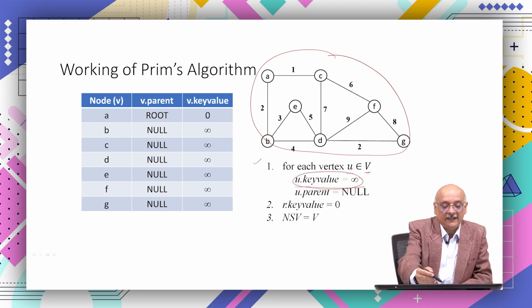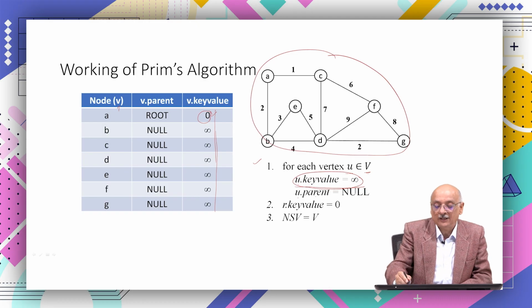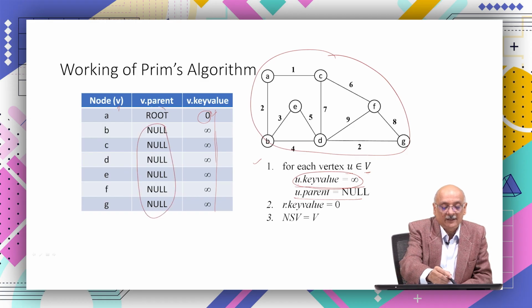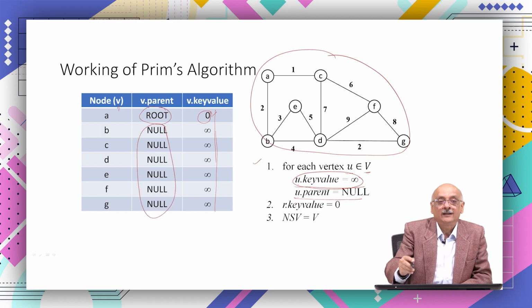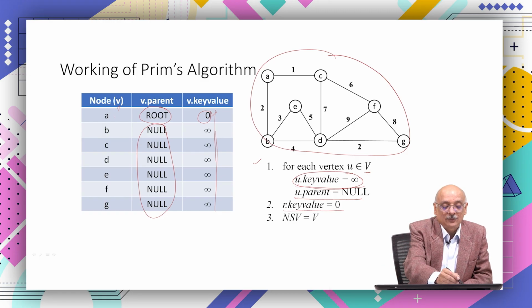Since we have used V in this case, U means V here. All the values have been initialized to infinite, but this one is 0. Why? We will come to that. U dot parent has been made null, so all these values have been made null. However, for the root node, we are assuming our root node to be node A.